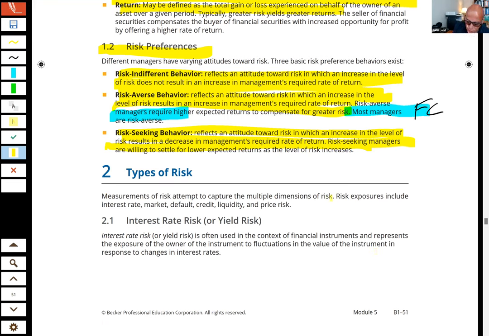Now, when we look at risk exposure, and talking about financial risk here, of course, we can have interest rate risk, market risk, default risk, credit risk, liquidity risk, and price risk. So we're going to go ahead and just understand some definitions here. And then we're going to understand some returns that we can calculate. And then when we get into module five, our part two of this discussion, we'll start to look at ways to manage some of these risks.